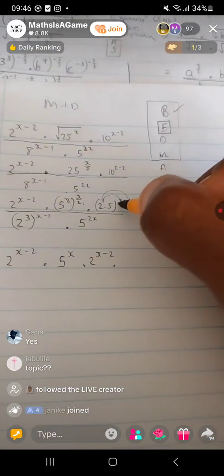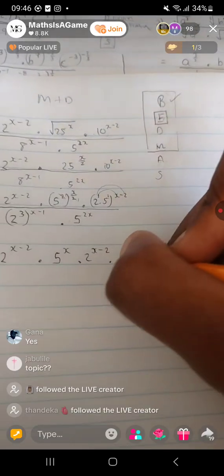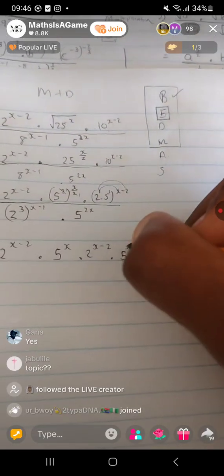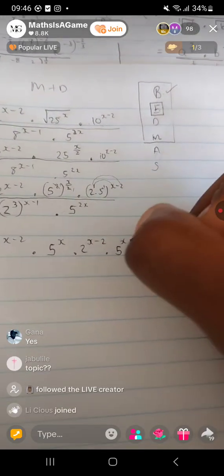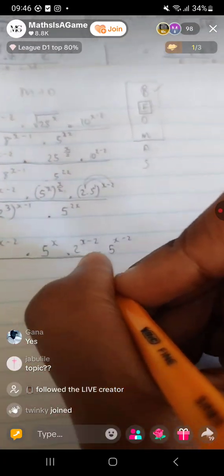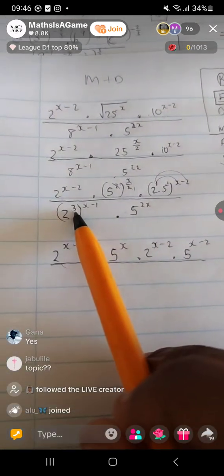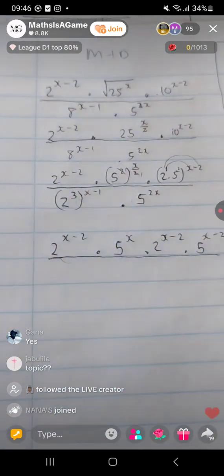The 5, we do the same thing. There's a 1 here. So it's going to be 5 to the power 1 times x is x, 1 times negative 2, negative 2. All over what? Do the same thing here.